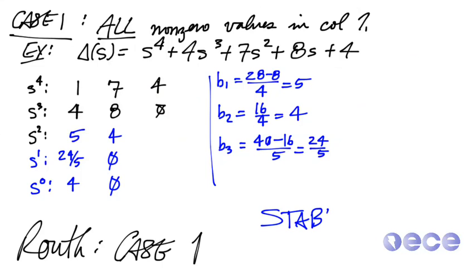So S0 we can calculate as 24 over 5 times 4 minus 5 times 0, which is going to be 0, and then divided by 24 over 5. So 24 over 5 times 4 divided by 24 over 5 is just 4. So this system, because all the left-hand column is greater than 0, is stable.